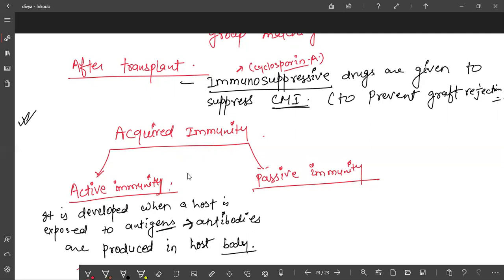The topics: drugs and alcohol abuse, adolescence and drug abuse, and addiction and dependence effects. These topics, if I read them, will I be able to understand them? These topics are important for NEET also, because questions are asked from this topic.